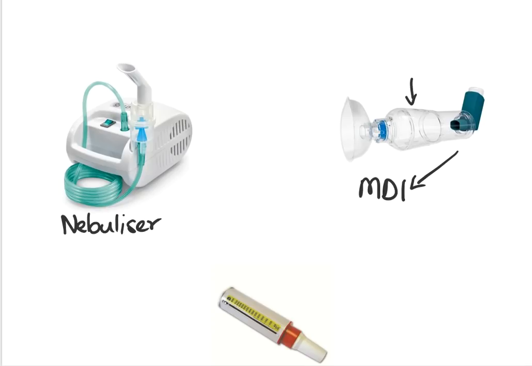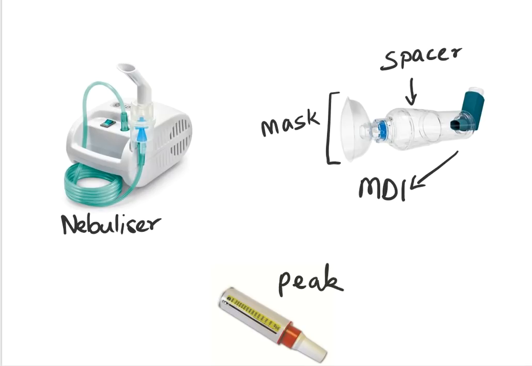This one is the spacer, which is used to space the drug coming out from the MDI, and this one is the face mask. Remember, all of these may not be required. An adult may be required only an MDI, but for a small child, spacer along with the mask is required. And what is the last one which is given at the bottom? It is the peak flow meter.